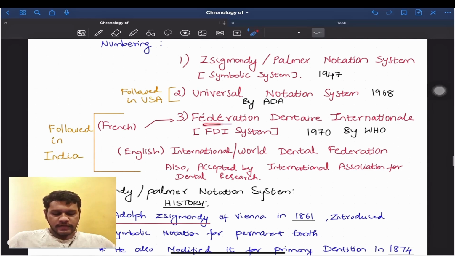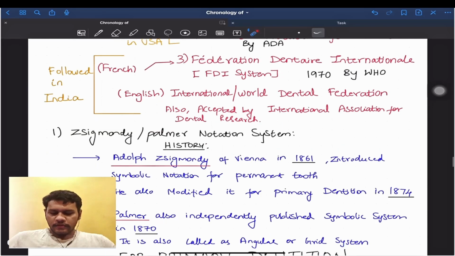Then comes the Federation Dentaire Internationale, in short the FDI system. It was accepted in the year 1970 by the World Health Organization. It is also accepted by the International Association for Dental Research. Currently, this system is followed globally, except in the USA. They still follow the universal notation system. It is also followed in India.